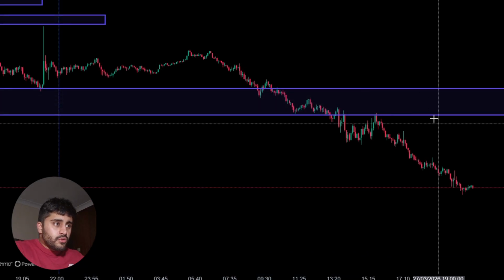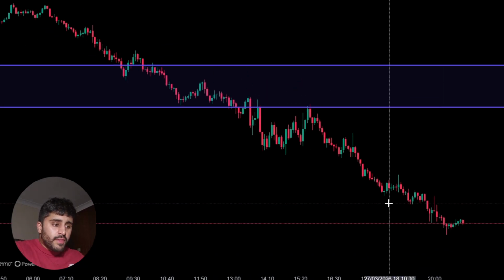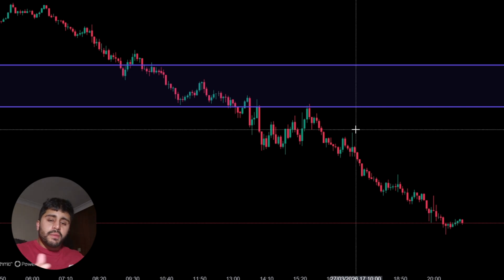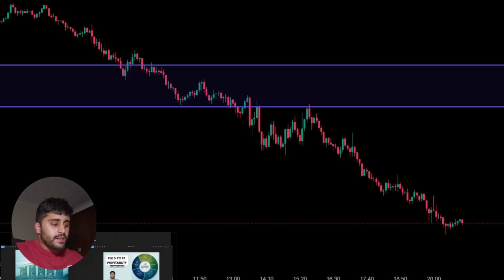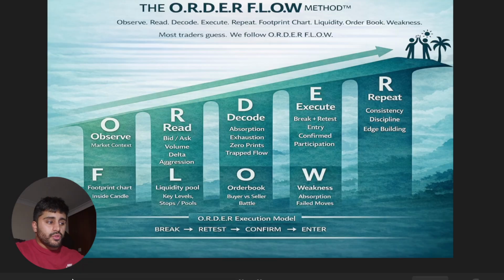Now, if we go to the footprint charts right now, this is a candlestick chart. This is what people think they need to trade. So we have our key level. We've gone through O, which is the observe. So I'm going to assume you have your market context correct. You understand where your key levels are, where your structure is, and your premium and discount.